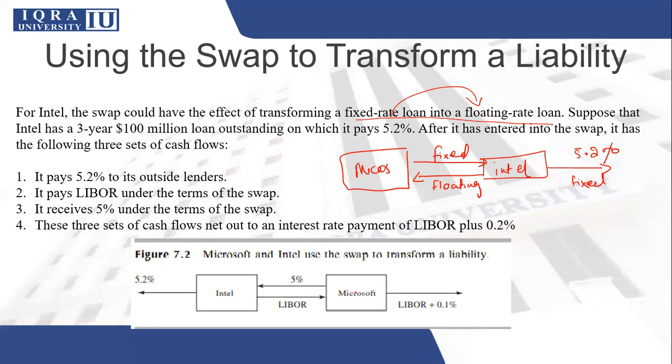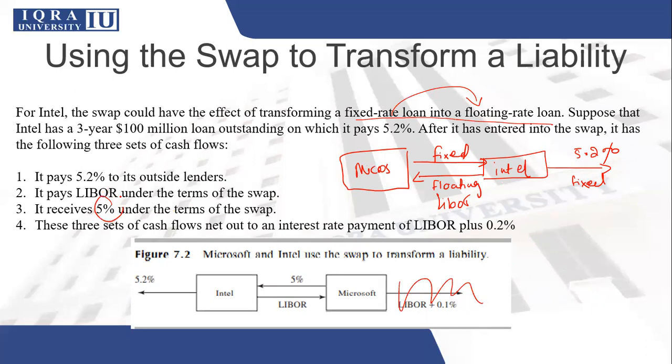Okay, so first we did this side of the diagram. Now we're doing this side of the diagram. So you can just ignore this part. So Intel is paying 5.2% to its outside lenders. Now what is happening over here? It is also paying LIBOR. You can see it's paying the floating rate. So it's going to pay LIBOR to Microsoft and it's receiving fixed. Now what is this fixed rate?